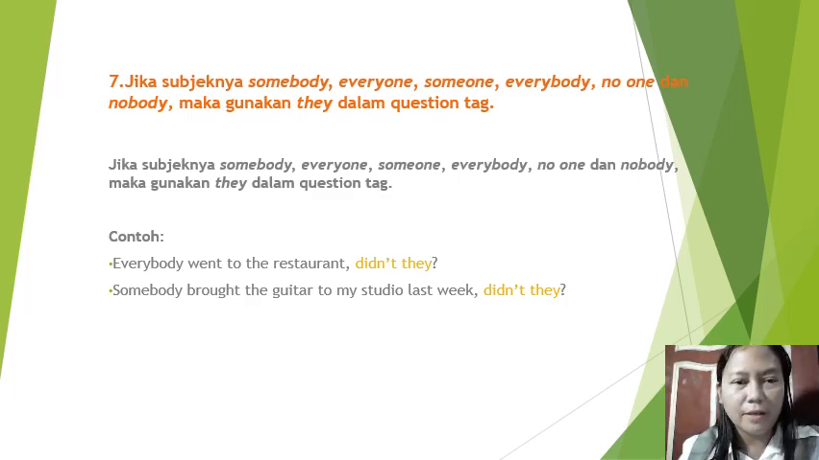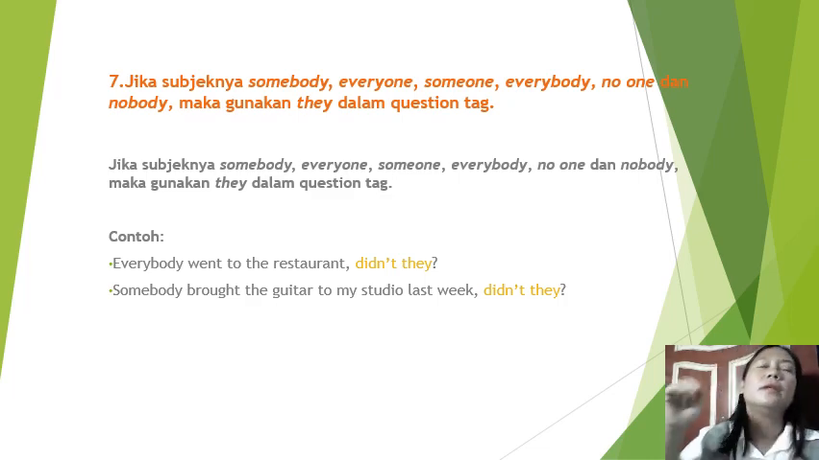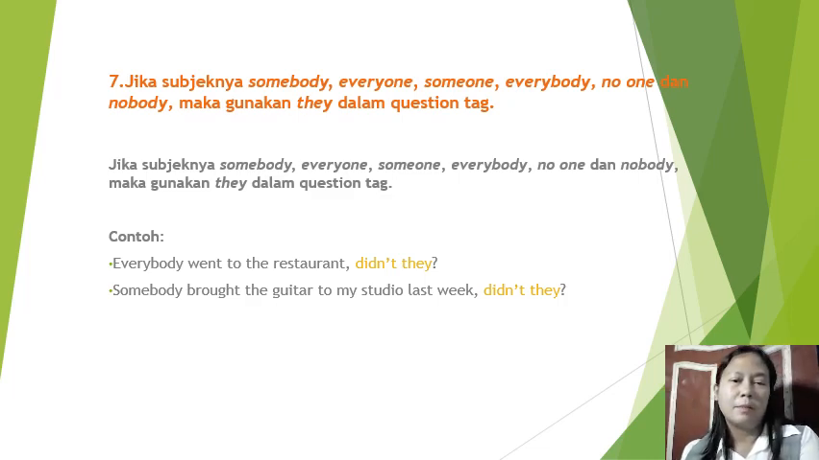Didn't they, it comes from when? Because this sentence is positive, so we change the tag to negative. The auxiliary of went here is did. Kalau dia past tense dan menggunakan verb, maka dia pakai did. Kalau dia past tense, dia tidak memakai verb, maka dia menggunakan was atau were, kalau subjeknya ketemu adjective, noun, sama adverb.